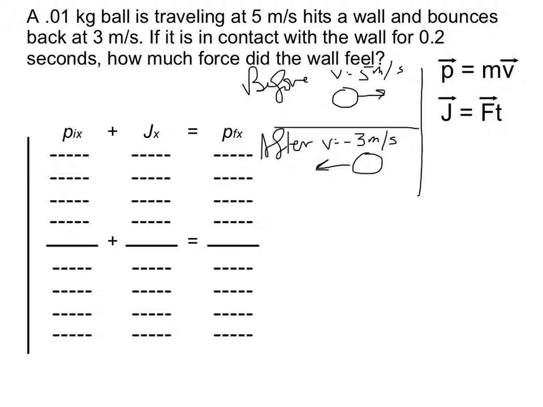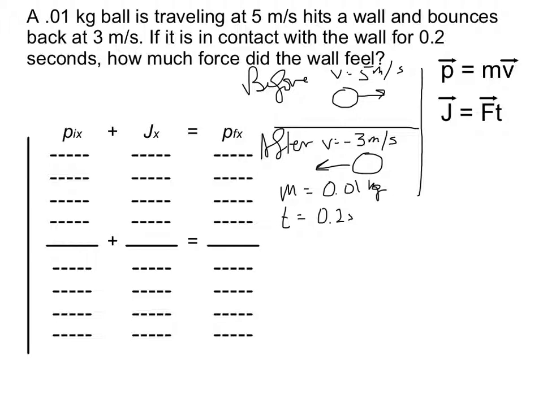We know the mass is 0.01 kilograms, and the time of impact is 0.2 seconds. So there is our picture with all of our information labeled. Step 2, we fill in our bar chart.